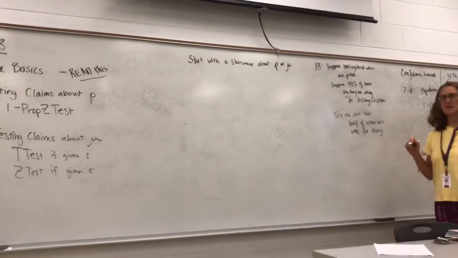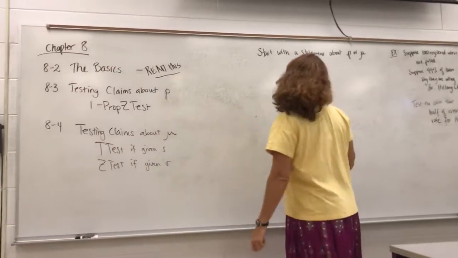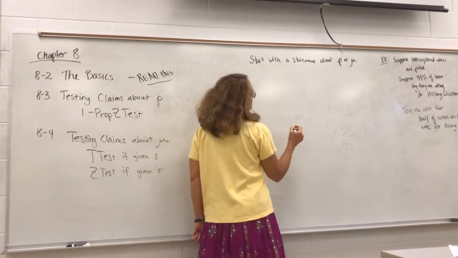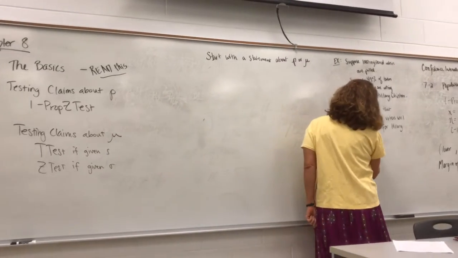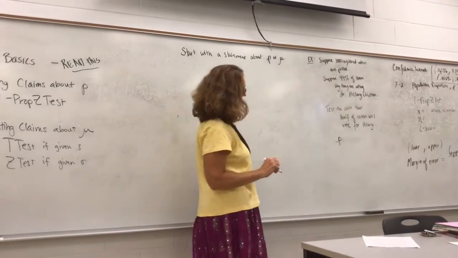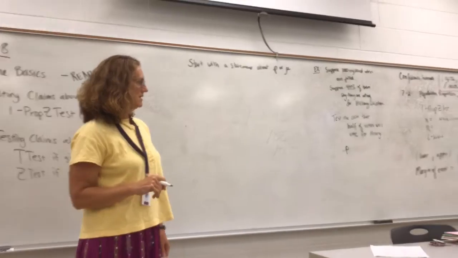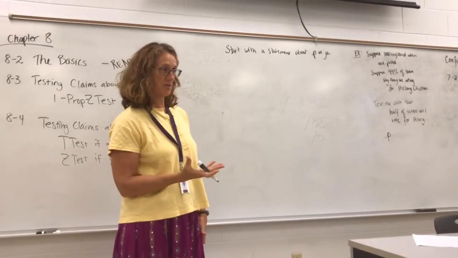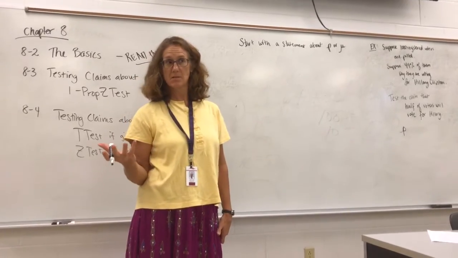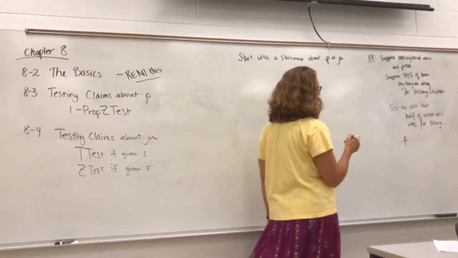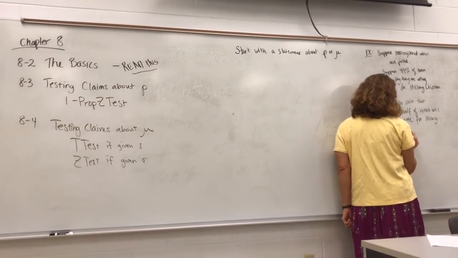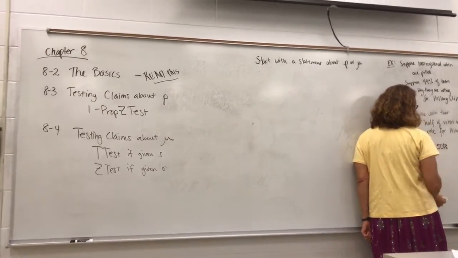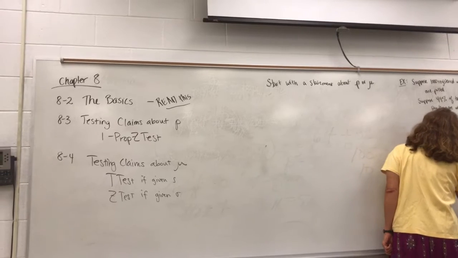So the first thing you want to do is write it in symbols. This one is about a proportion. So we use the symbol P for population proportion. And what is this claim in relation to P? It's saying that half of the voters, half is 50%. So this claim is actually that this proportion is equal to 50%, or 0.5.